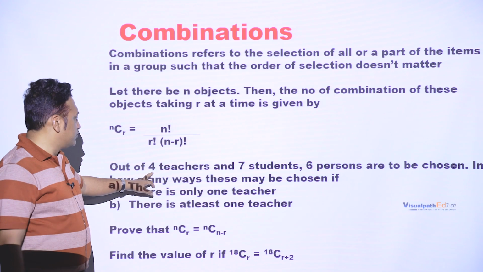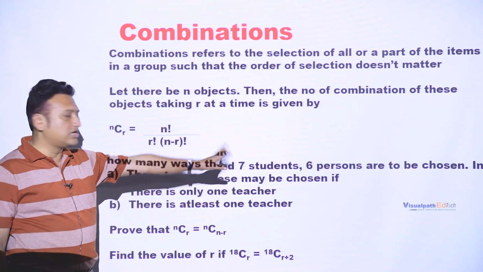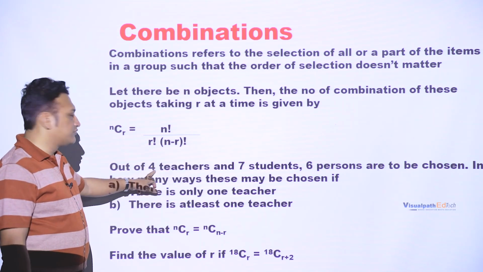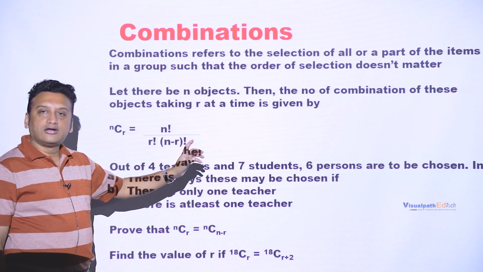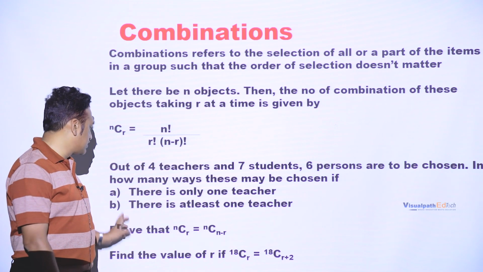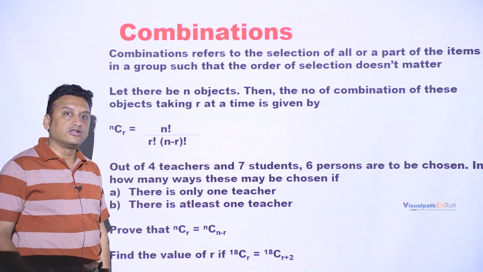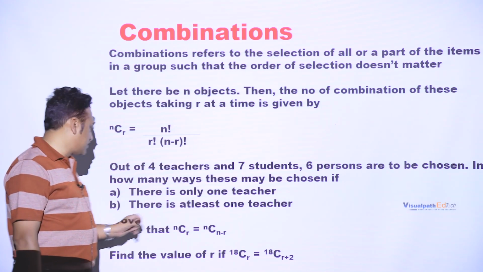So, if we have 4 teachers, then only 2 students will be there, because the total has to be 6. Similarly, if we have 3 teachers, then 3 students will be there. If we have 2 teachers, 4 students will be there. If we have 1 teacher, then 5 students will be there. So, that is the way we will have to do it, considering all these cases. That is the second. I will show you how to solve the sum.